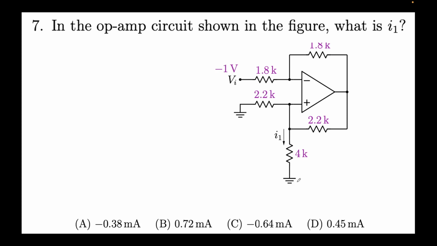Jumping to the next problem. For the op-amp circuit shown in the figure, what is I1? There is a current I1 flowing through the 4K resistor, and we are required to find that value. Let's assume this voltage to be V0.